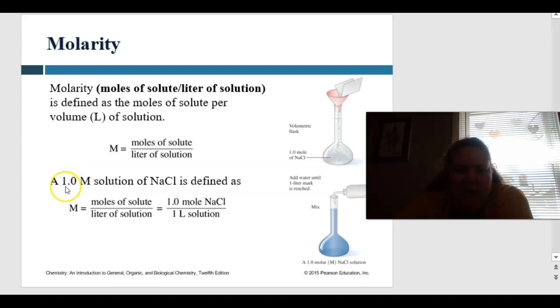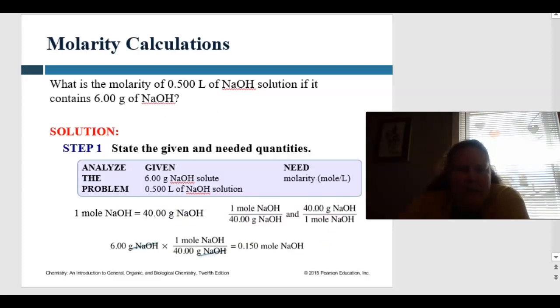For example, a 1 molar solution of sodium chloride is defined as the moles of the solute over the liters of the solution, which equals 1 mole of sodium chloride in a 1 liter solution. Right, so how do we calculate these?